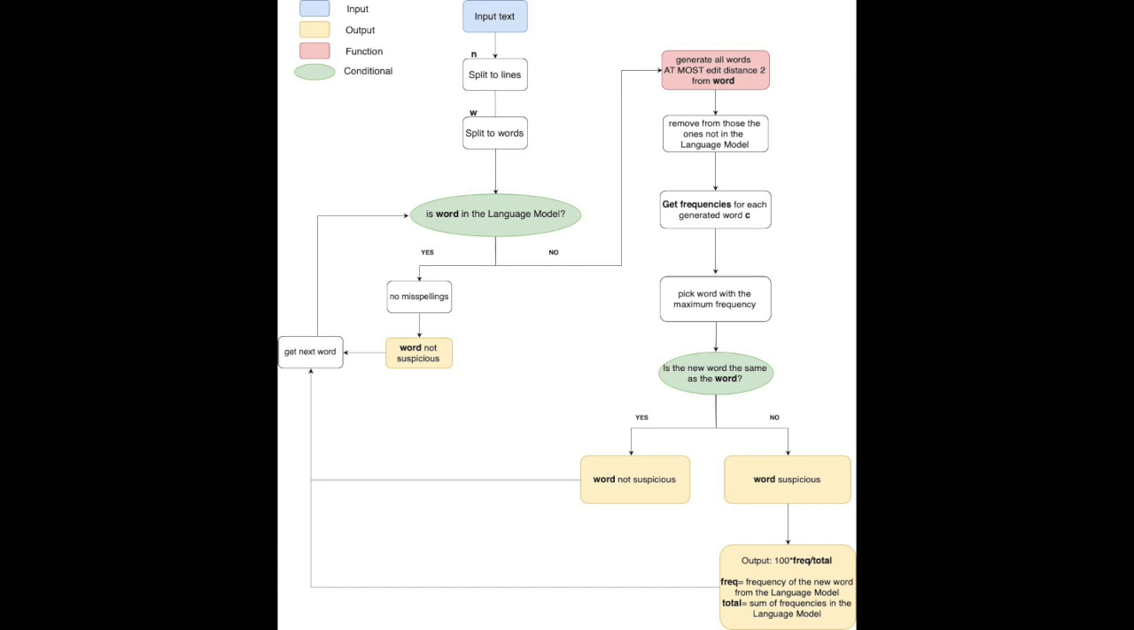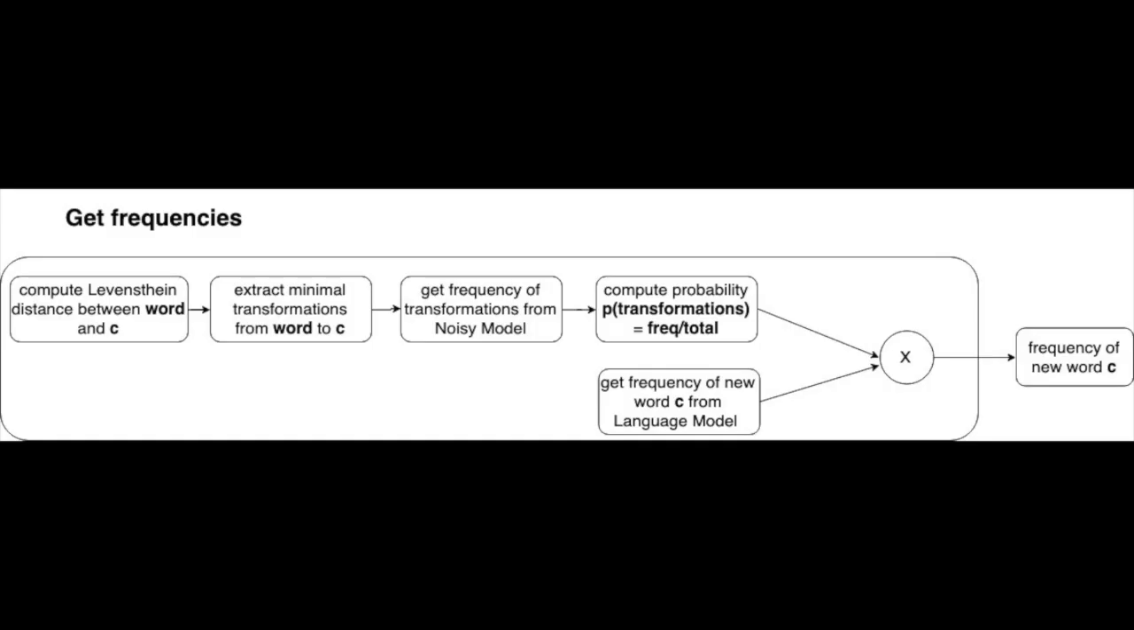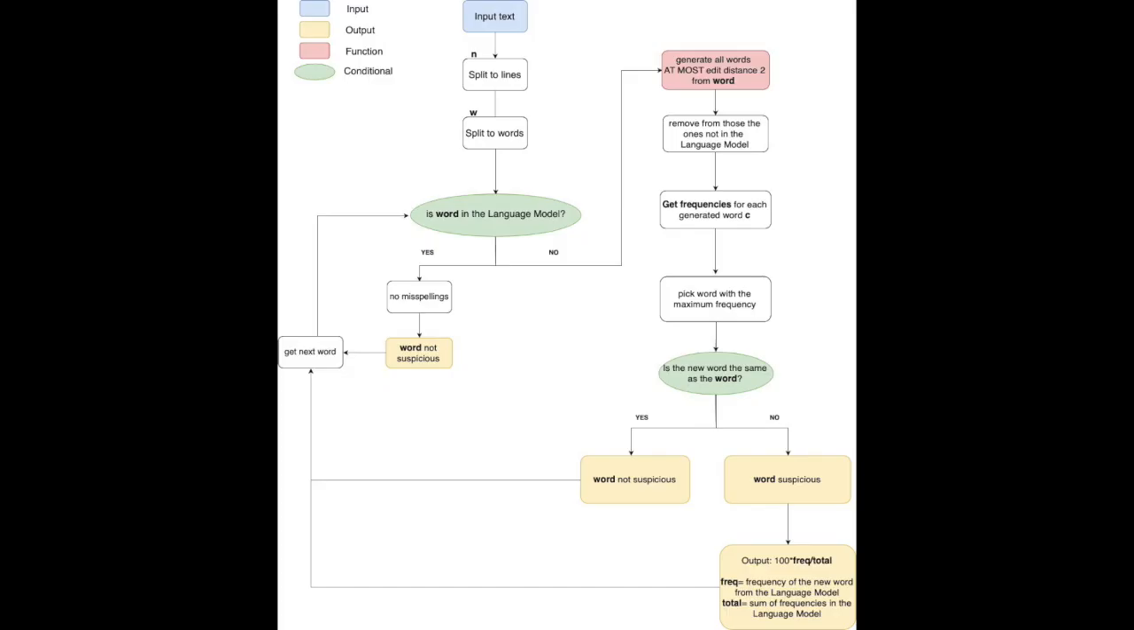First, we generate all words that are edit distance 2 away from the word in question. Of the newly generated words, we discard any that are not part of the language model. Of the remaining words, we look up their frequency in the language model and pick the word that has the highest frequency. If that word is the same as the original word, then we classify it as not suspicious. Otherwise, we consider it suspicious and output a correction and a confidence level.